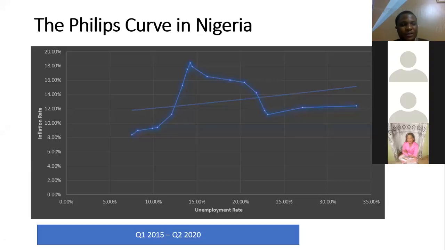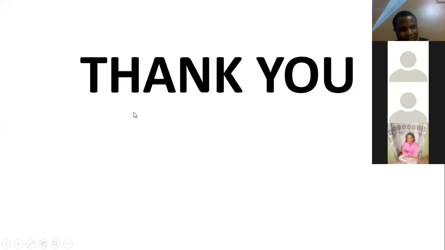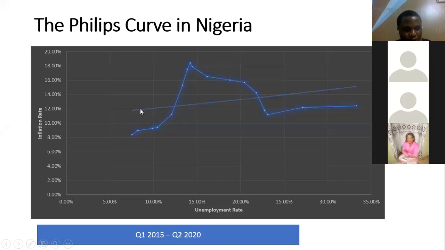Look at the relationship between inflation and unemployment rate. In this case, it is what? Positive. Look at it. That means for Nigeria, the Phillips curve is not holding, because the Phillips curve says it should be negative. It should be slanting. But look at it. In Nigeria, it is increasing. And that comes to the end of our lecture.